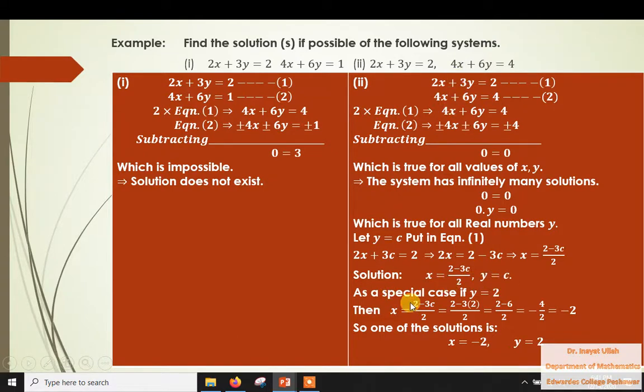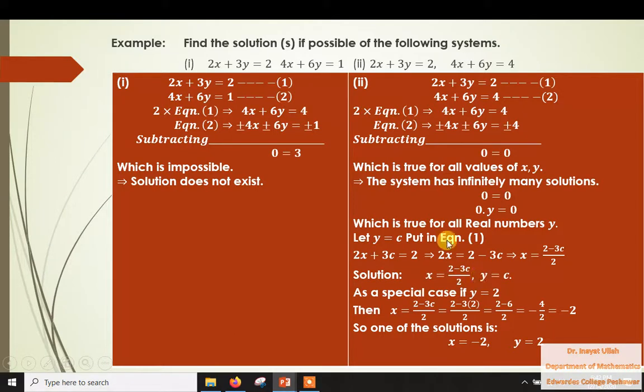As a special case, if I choose y is equal to 2, c is 2. That is not necessary, but I'm just taking this special case. For example, if y is equal to 2 here, it means that c is equal to 2. So replacing c with 2 here, we'll get x is equal to minus 2. So one of those solutions is x equal to minus 2 and y is equal to 2. That is one specific solution among those infinitely many solutions.